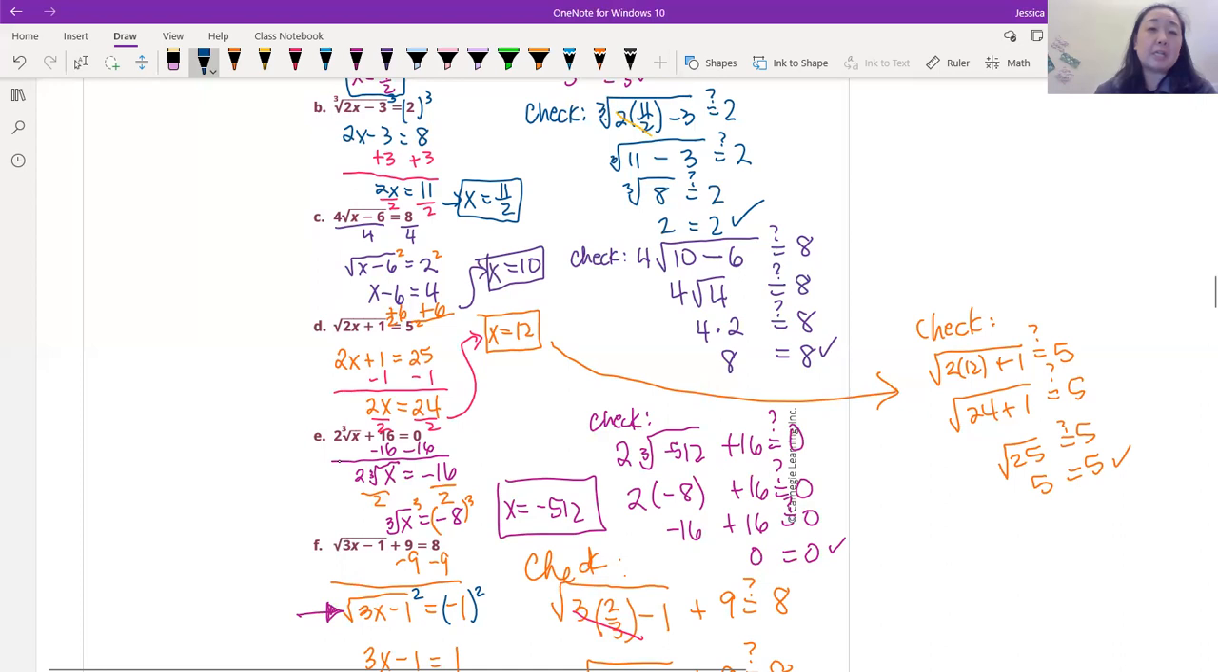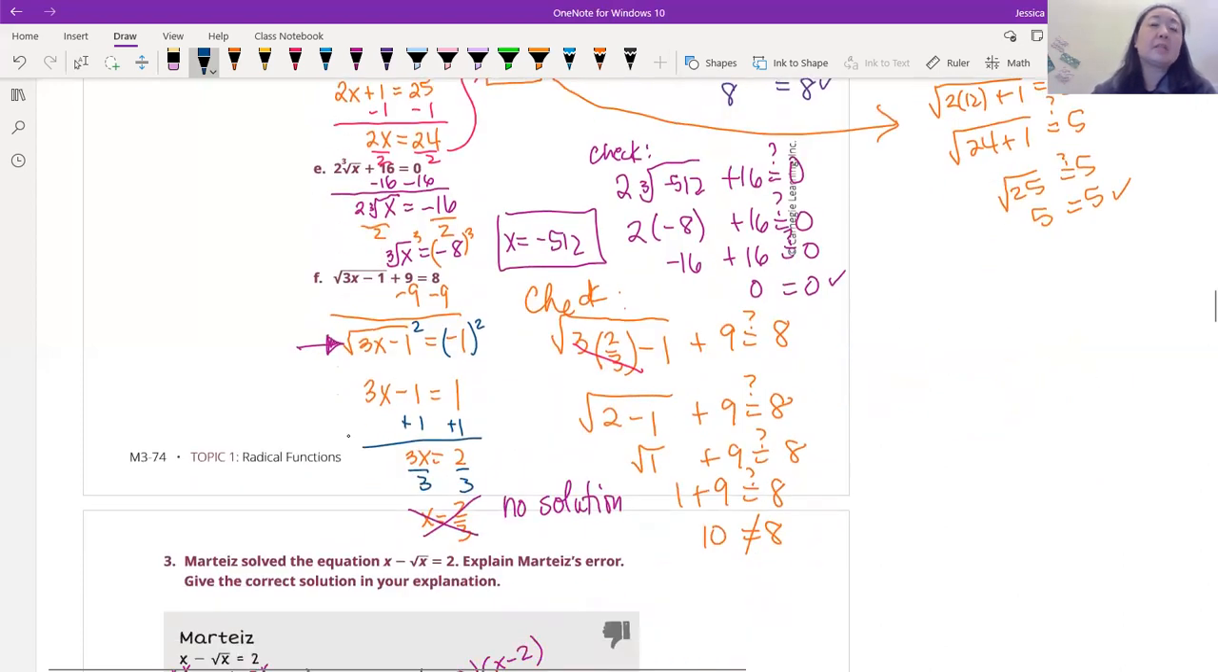And then letter E. Let's take a look at E. Notice that it is cube root, not 2 to the third power, it's cube root. It is not by itself, so we are going to subtract 16 first, and then divide by 2, right? So we're going to get cube root of x is equal to negative 8 to the third power. So this is just negative 8. And then, sorry, we cube both sides because we want to get rid of the cube root. So we do end up with negative 512.